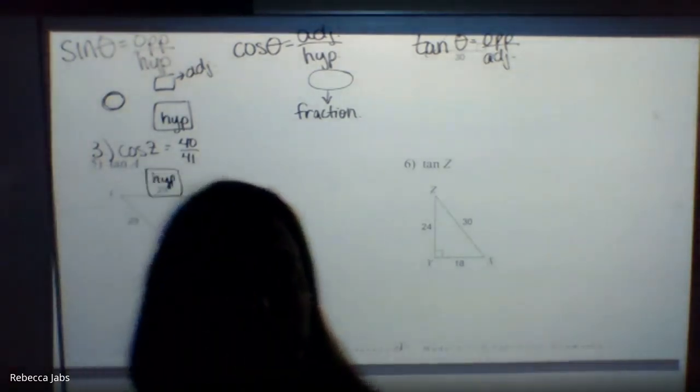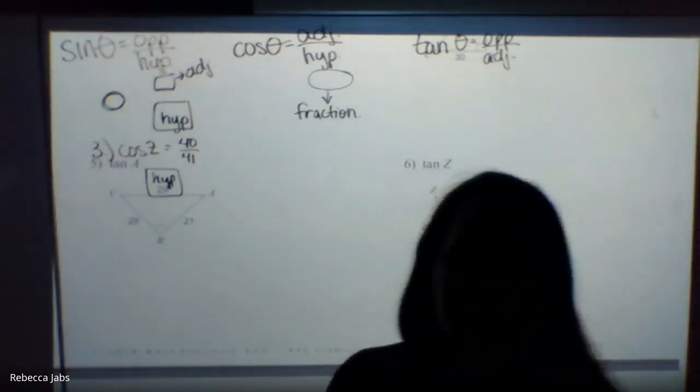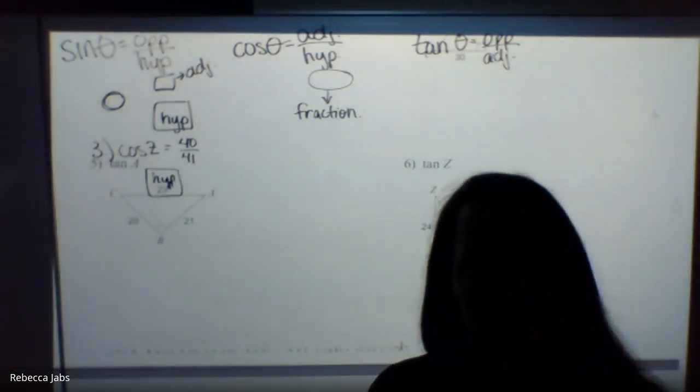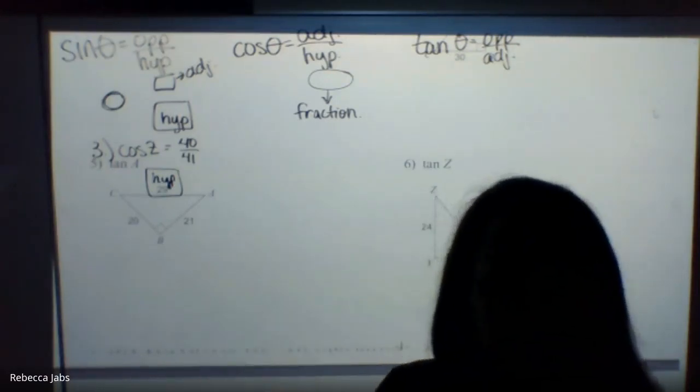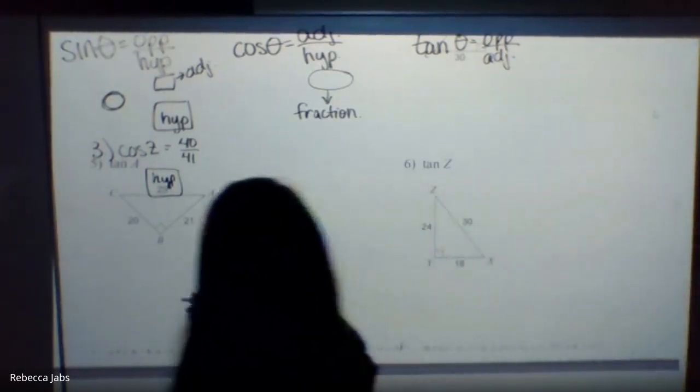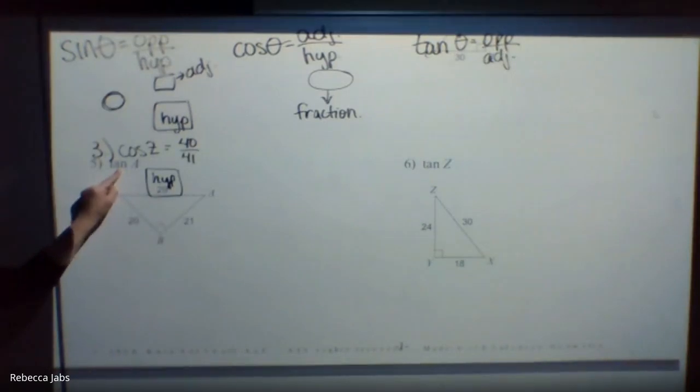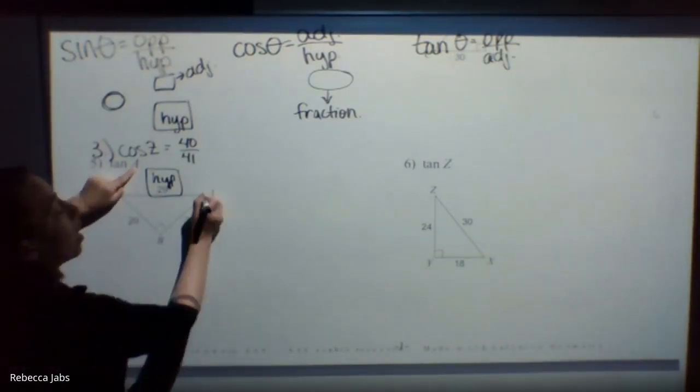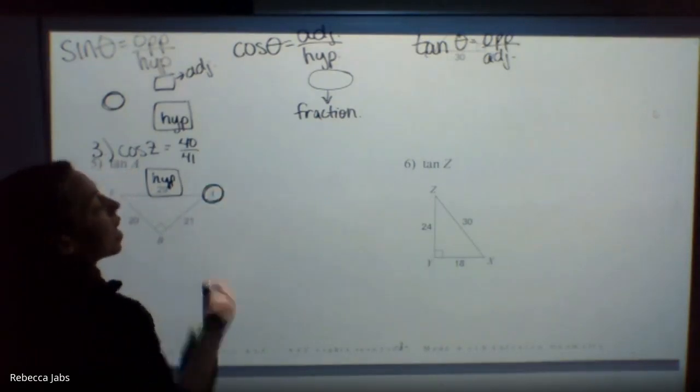And some people say to me, but Miss Jabs, for tangent, we don't need to know the hypotenuse. But remember, it kind of helps us out because that eliminates some of our other ones. Kai, you are up. Please be careful. Remember, it's very important to know what angle we're looking at. So we're looking at angle A here. So I'm going to circle angle A.